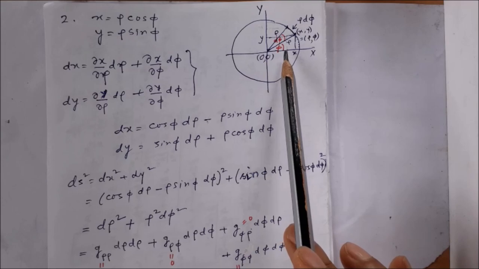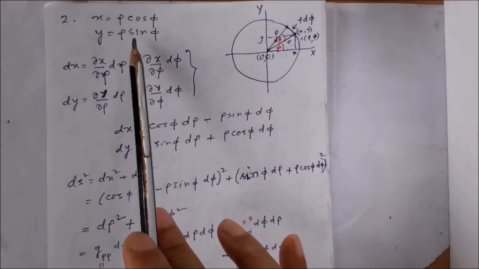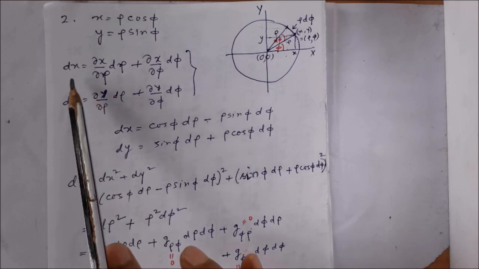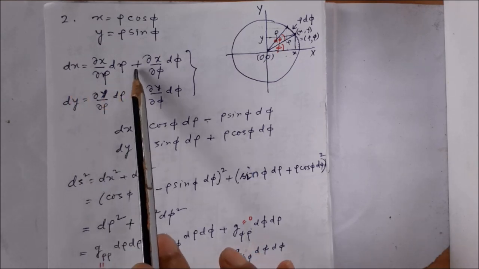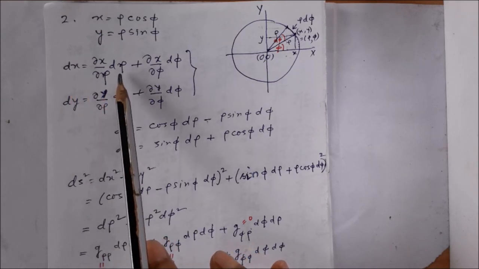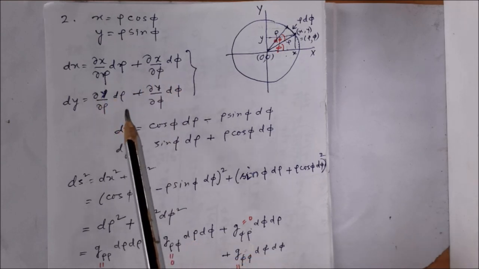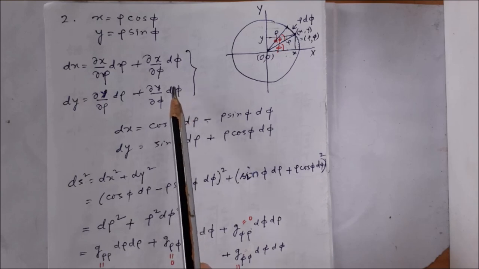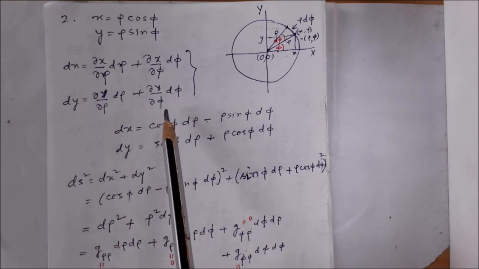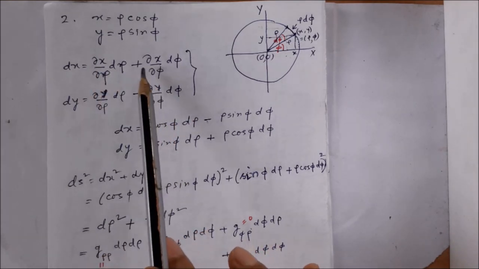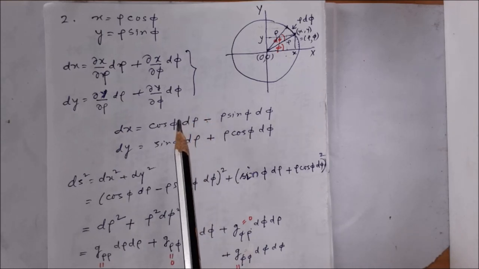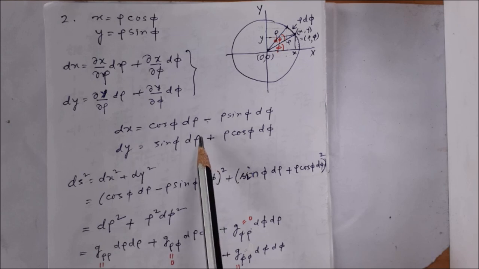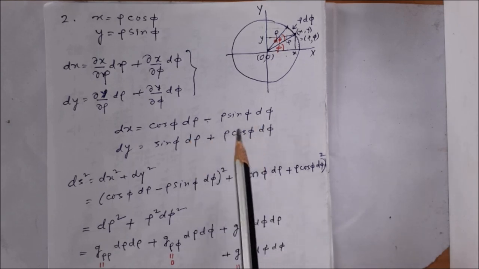X is equal to rho cos phi and y is rho sin phi, and apply the chain rule. The variation in x is actually a collection of the variations in rho and phi, and so we have this relation of vector calculus, and similarly we have dy. Now evaluating the partial derivatives, we get dx and dy in terms of d rho and d phi.